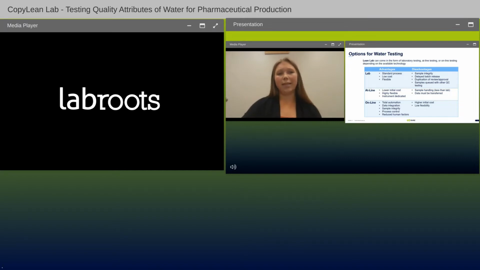As these apply to lean laboratory practices, lab, at-line, and online instruments can all be considered lean lab instruments. Lean lab is a relative term, with traditional testing methods serving as a baseline. With that in mind, technologies that emerge to improve testing efficiency and productivity, even if that's a new lab instrument, can be considered a lean lab testing method. After we talk about some more of the traditional testing methods, we'll discuss what lean lab instruments currently exist for conductivity, TOC, endotoxin, and bioburden.